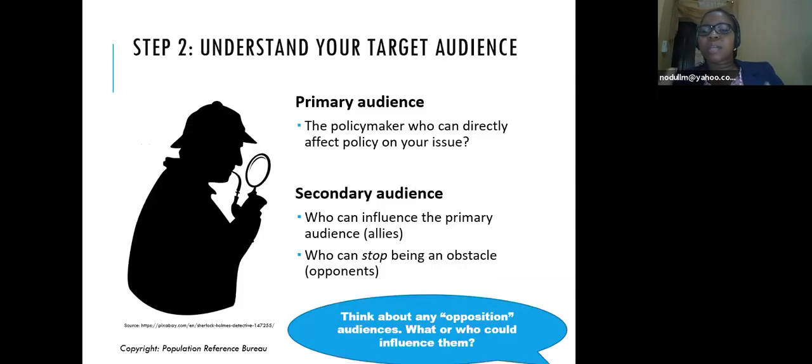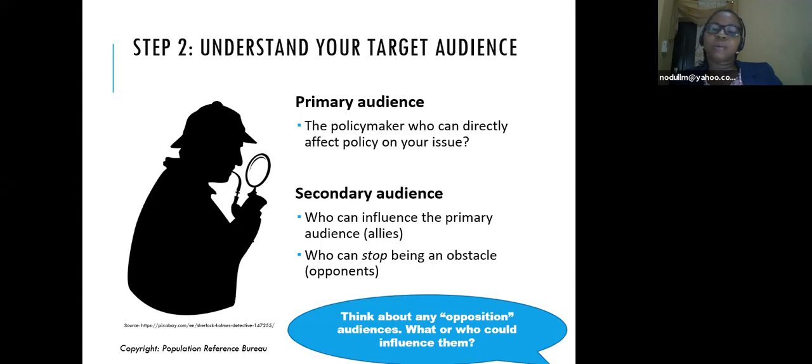How do we understand our audience? We look at our audience in two categories, the primary and the secondary. The primary audience will be the policymaker who can directly affect the policy on our issue, the person or persons who can bring about the desired change that we wish to have. And then those who can influence them: their friends, their families, their service providers, maybe a chauffeur, maybe a secretary, maybe a personal assistant, and the list is endless. We just have to look at the audience baggage very well so we can find who the secondary audiences are.